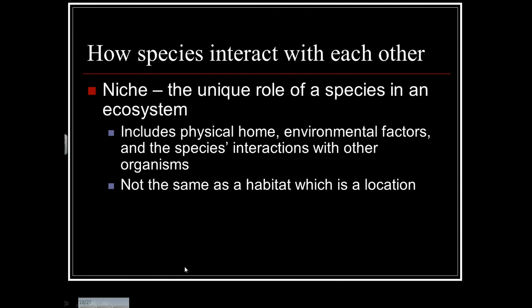Okay, and as I said already, it's not the same as habitat. Habitat is actually the location of the species. So sometimes people confuse that a bit. So when you ask someone if they found their niche, it means not just do they go someplace or exist someplace, but how do they fit into that someplace?